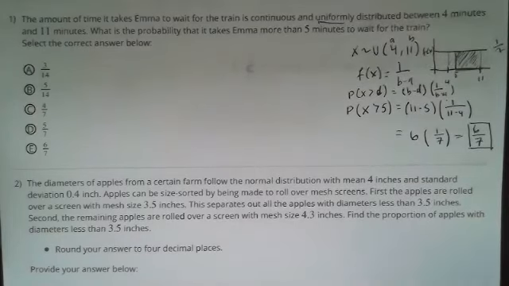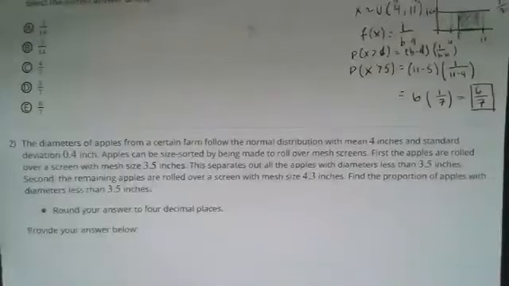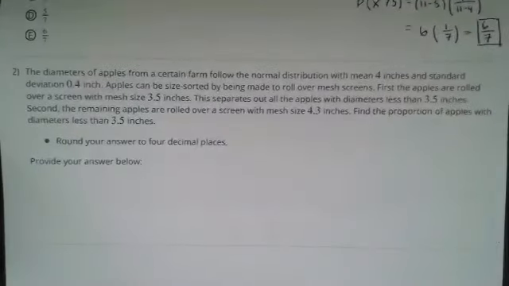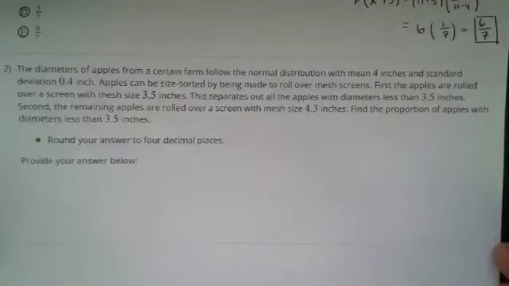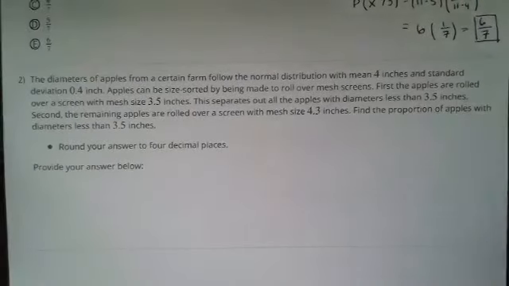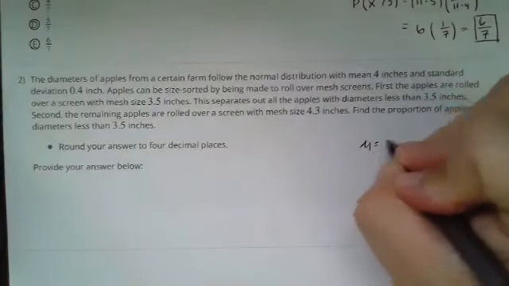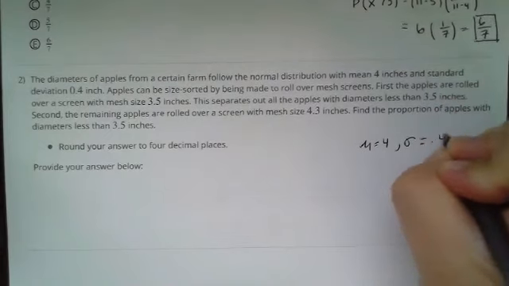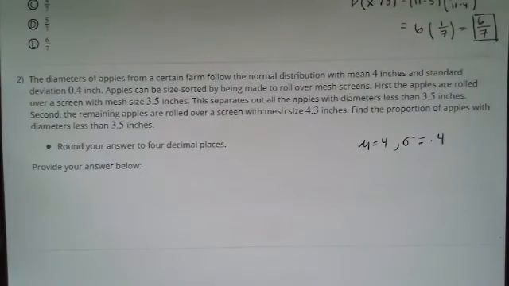All right, so continuing, number 2, the diameters of apples from a certain farm follow the normal distribution with mean 4 inches and standard deviation 0.4 inch, or 4/10 of an inch. First, the apples are rolled over screen with mesh size 3.5 inches. This separates all the apples with diameters less than 3.5 inches. Second, the remaining apples are rolled over screen with mesh size 4.3 inches. So find the proportion of apples with diameters less than 3.5 inches.